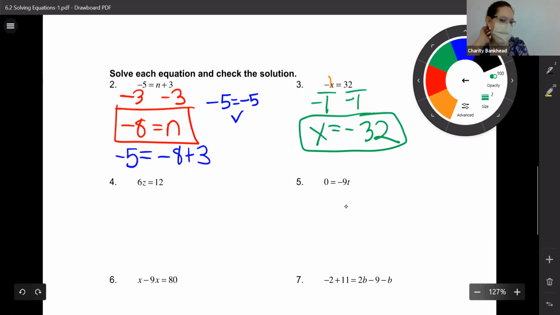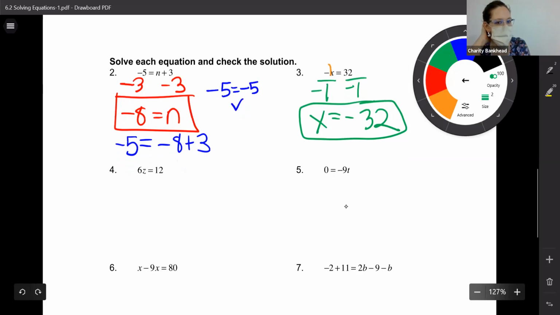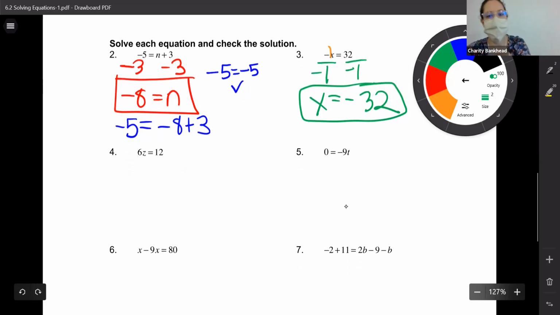Number 4, we have 6z equals 12. So 6z means 6 times z. So the opposite of multiplying by 6 would be dividing by 6. So we're going to divide both sides by 6. So that is going to make it z equals 2.